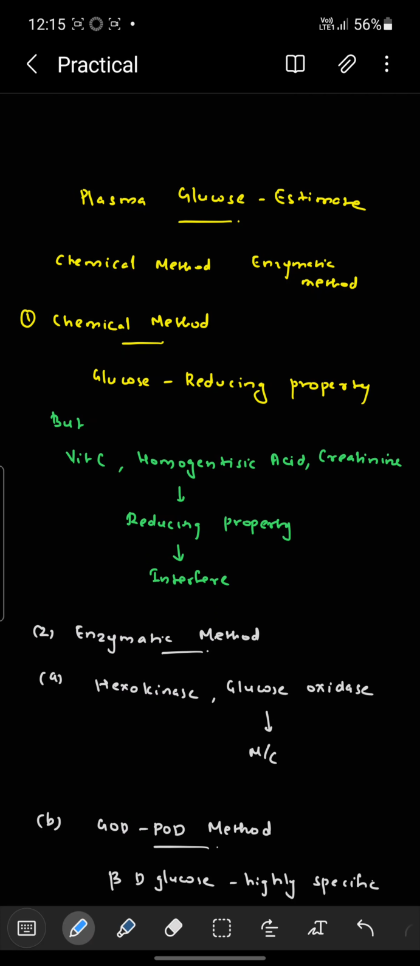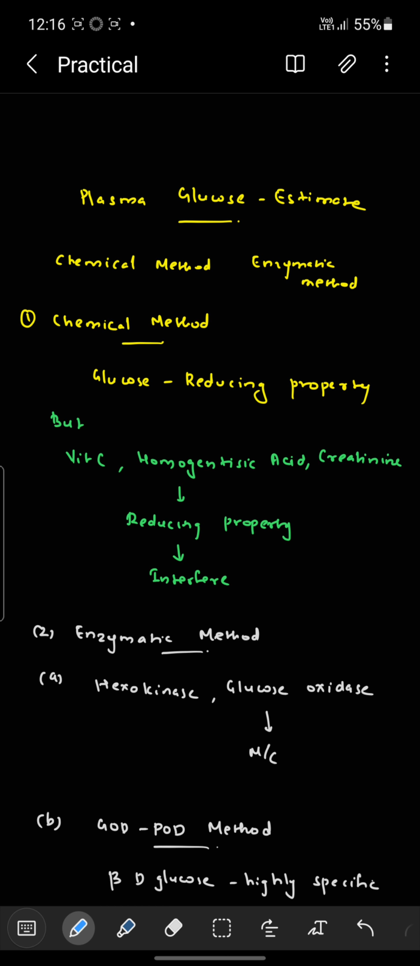So for the estimation of plasma glucose, we have two methods: a chemical method and an enzymatic method. The chemical method exploits the reducing property of glucose. But this has a problem: vitamin C, homogentisic acid, and creatinine. These non-carbohydrate substances also have reducing properties, and they will interfere in this test.